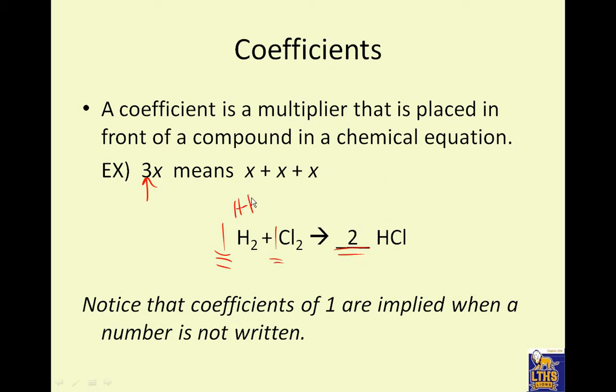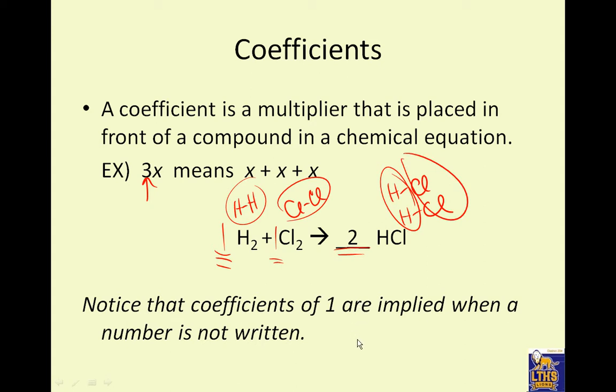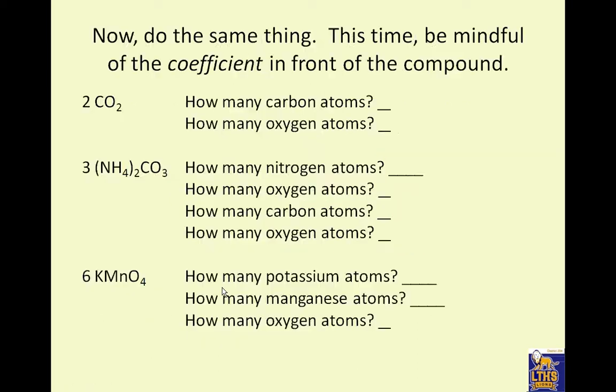All right, so this is H2 bonded together. This is Cl2 bonded together. This is HCl bonded together, but we have 2 of those things. And so then we have 2 H's, 2 H's, 2 Cl's, 2 Cl's. It's a balanced chemical equation. Okay. Coefficients of 1 are implied, so we don't write them in if it's there one time. If you want it more than once, put a coefficient in front.